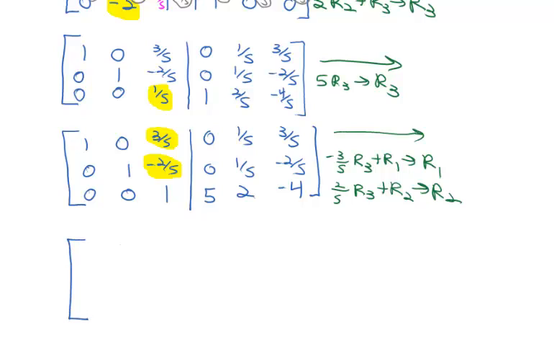The first row we are multiplying by negative 3 fifths, so 0 times negative 3 fifths is 0. 0 times negative 3 fifths is 0. 1 times negative 3 fifths is negative 3 fifths. 5 times negative 3 is negative 15 over 5, which is negative 3, or we could have reduced out the 5s. 2 times negative 3 is negative 6 fifths. Negative 4 times negative 3 is positive 12 fifths. So when we add those together, we get 1, 0, 0.